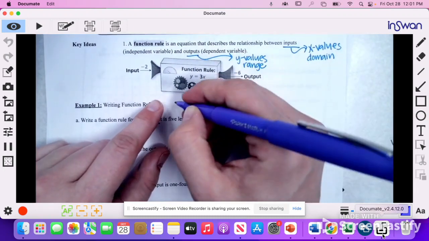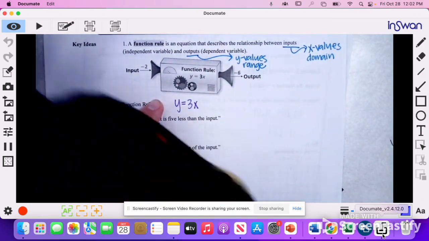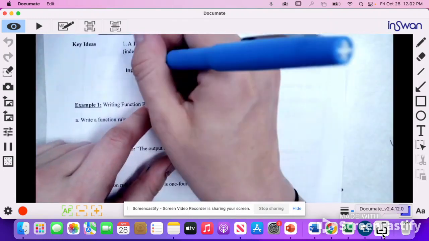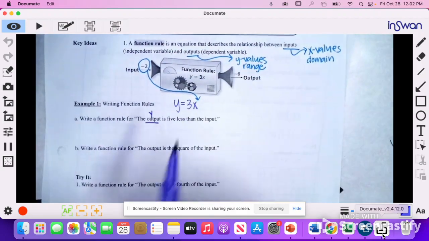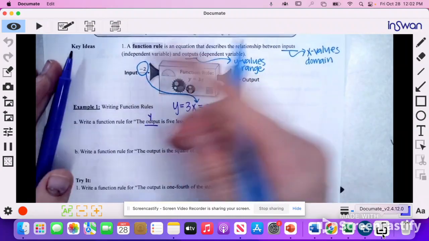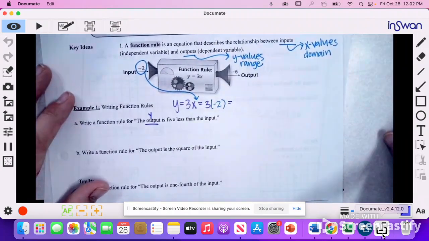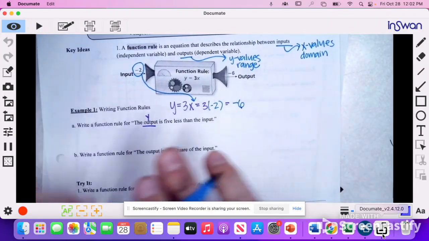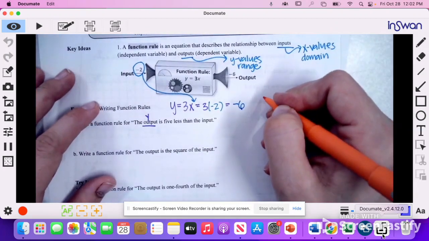So we're given the function y equals 3x. What was our input here? -2. So we take our input and we're going to plug it in. 3 times -2, which gives us -6. What is the ordered pair for this function rule situation?